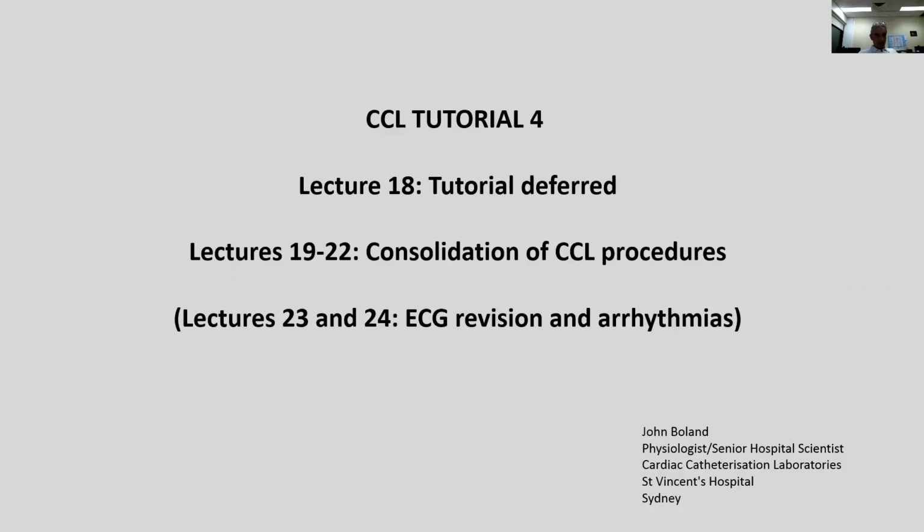So this lecture will deal with lectures 19 to 22, which is consolidation of cardiac catheter procedures, and lectures 23 and 24 are themselves revisions of the ECG and arrhythmias. And the last one on arrhythmias will be given by a guest lecturer, a cardiologist who specializes in EP. So hopefully he'll give you a different slant from it and maybe challenge you a little.